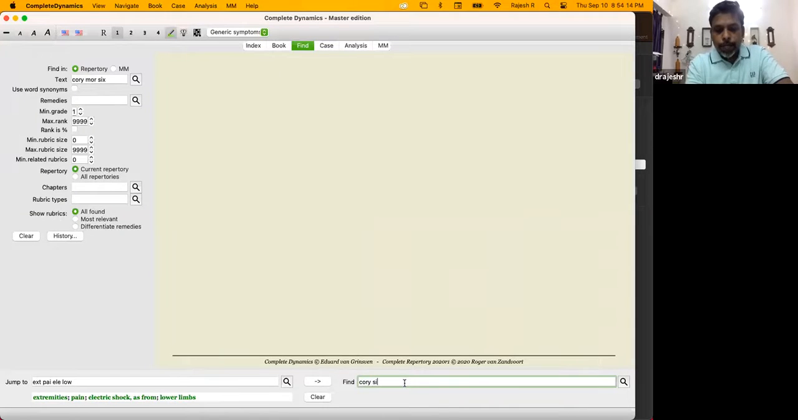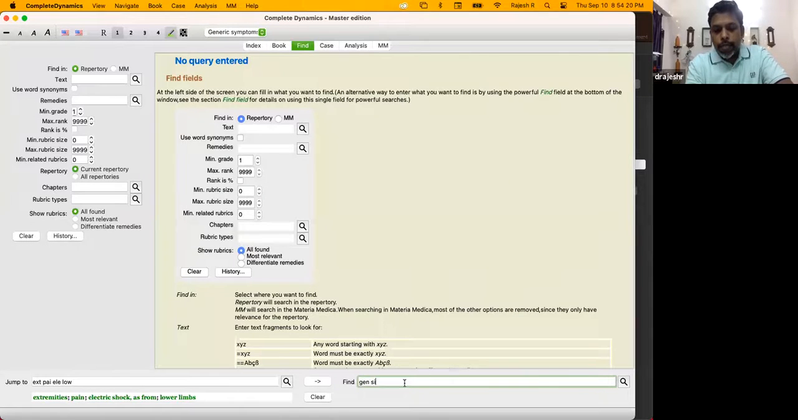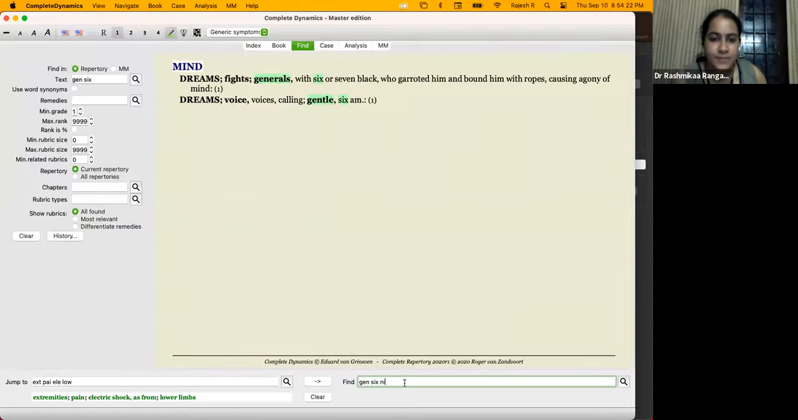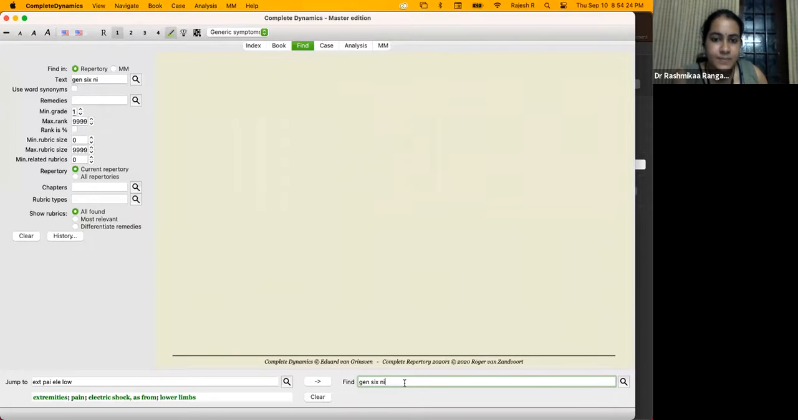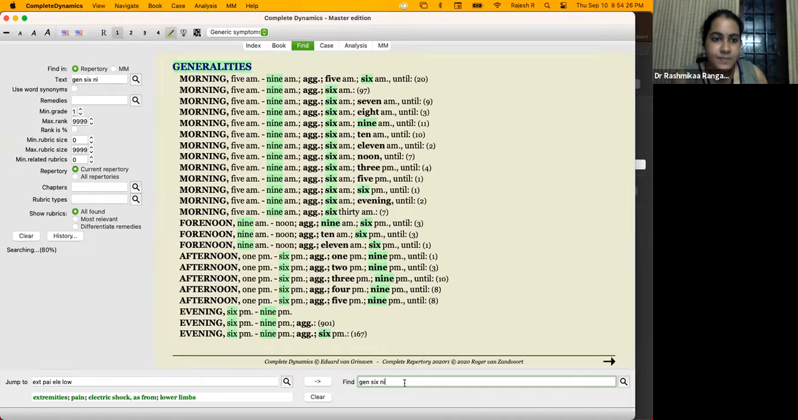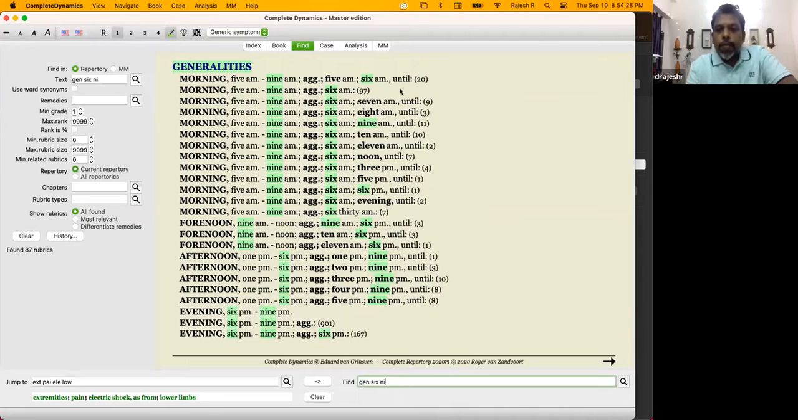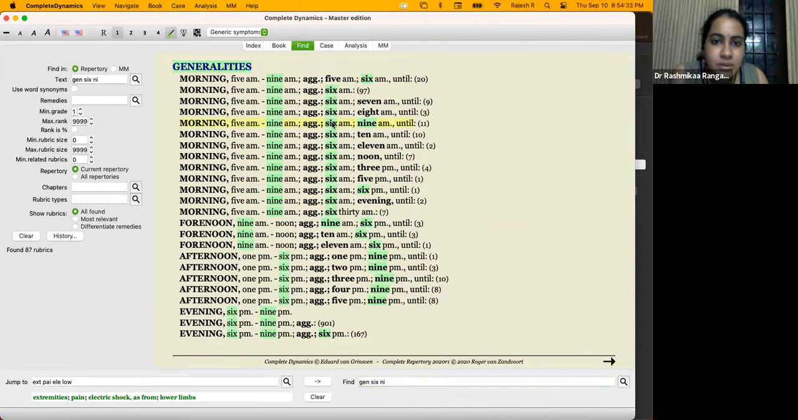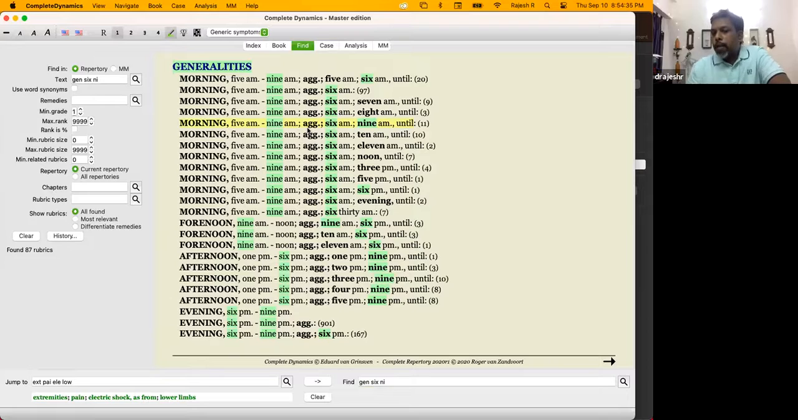But the best way to do is coryza fluent has to be taken and then go to generalities and then 6 to 9, and then time modality. Okay. So you have 6 a.m. Morning, 5 a.m. to 6 a.m. What they have asked for is this 6 a.m. to 9 a.m. So you will have to cross both of these things. You find out.